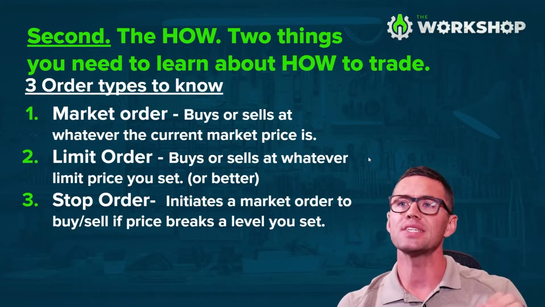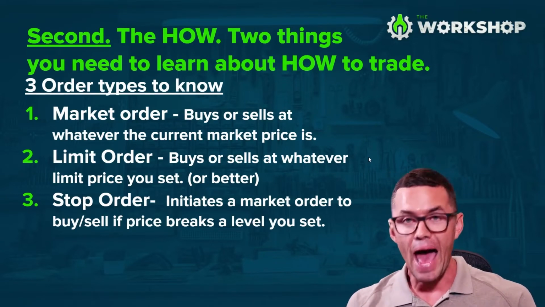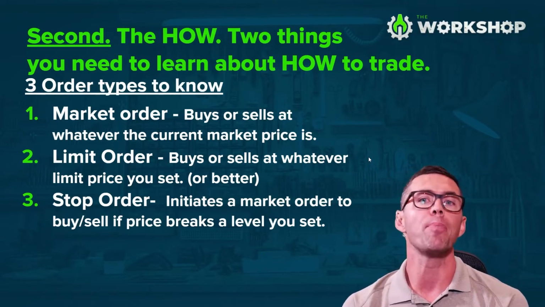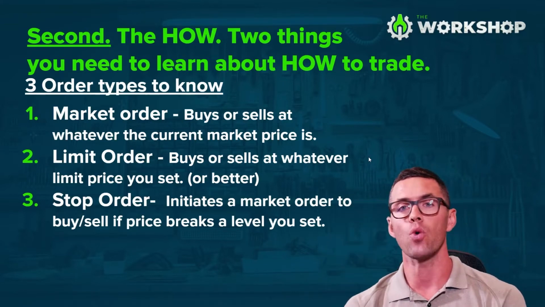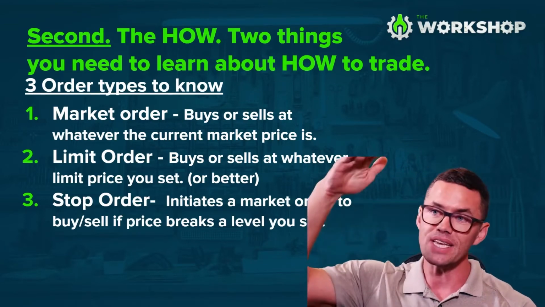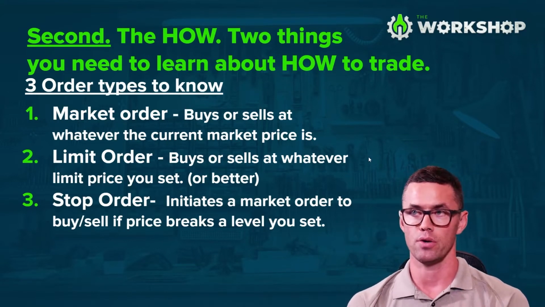Then there's a limit order. This buys or sells at whatever limit price you set. So on Apple, if you're like, I want to buy it on a pullback to 140, you set the buy at 140 and it will fill once it gets back to 140 or better. That is a limit order.